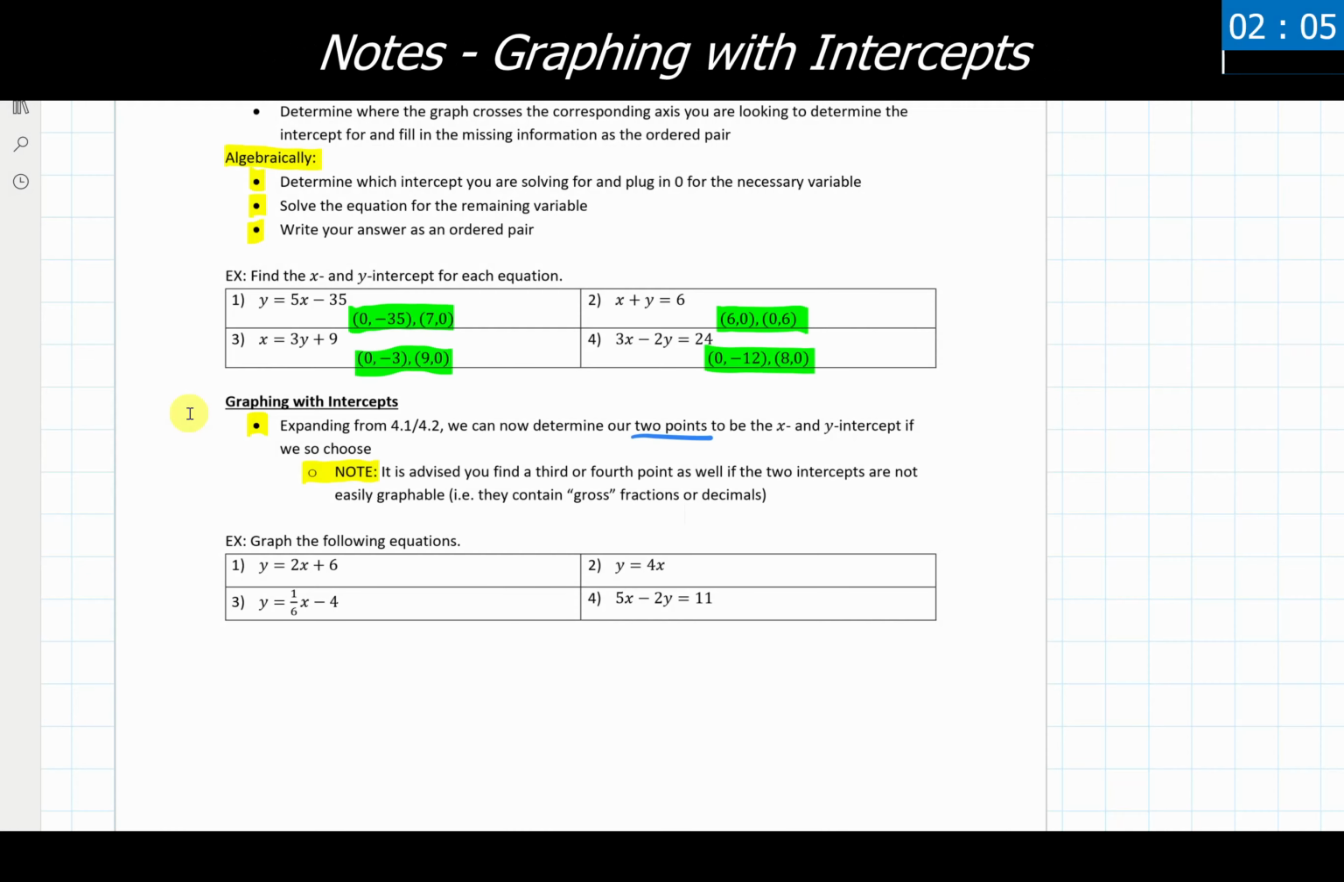Our second part of this particular section of material has us working with graphing with those intercepts. So this is expanding on what we covered in the 4.1, 4.2 video, where we still need to determine 2 points to graph these things. However, now we can, instead of using 2 random points, while that is still an option, use the x and y intercepts if we so choose to do so.